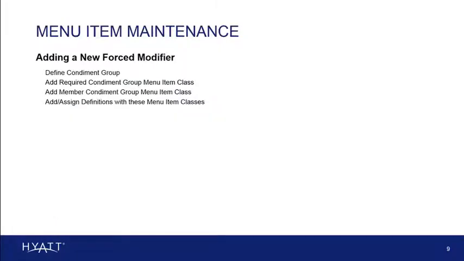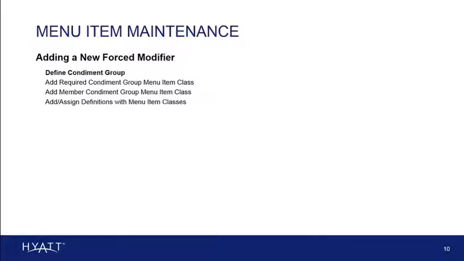So now I'd like to go through a quick example of adding a brand new force modifier from scratch and then applying it to existing menu items and members that I've created for the sake of time. So we'll go through defining the condiment group first. Then we'll look at adding both the required condiment group menu item class as well as the member condiment group class. And then lastly, assigning those new menu item classes to the definitions.